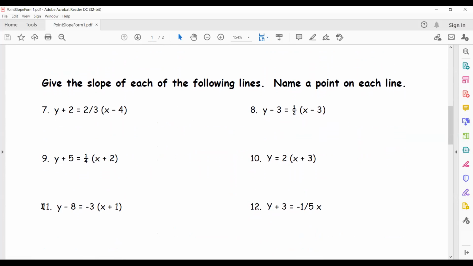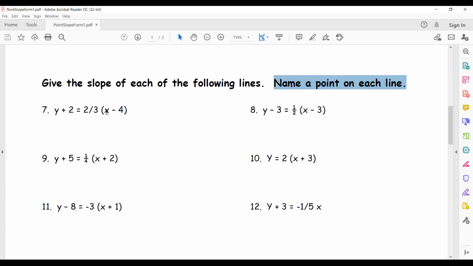So the slope in any of these 7 through 12, the slope is easy to identify. What do we look for in point slope when we're trying to find the slope? Yeah, because that's where M goes. First number after the equal sign. It's the number right here. In each of these, it's modifying against that quantity in the parentheses. So finding the slope is the relatively easy part. The trickier part, though, is the second half of this little section here. Name a point on each line.